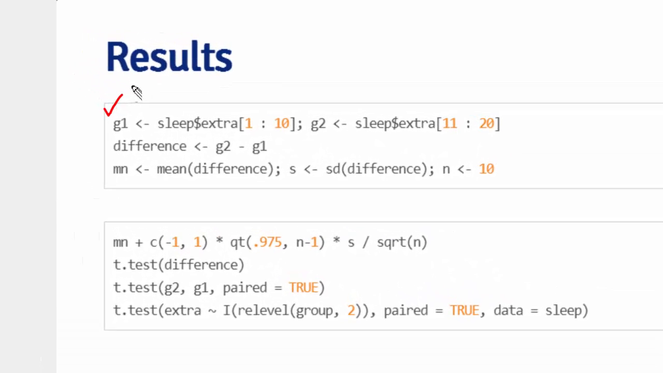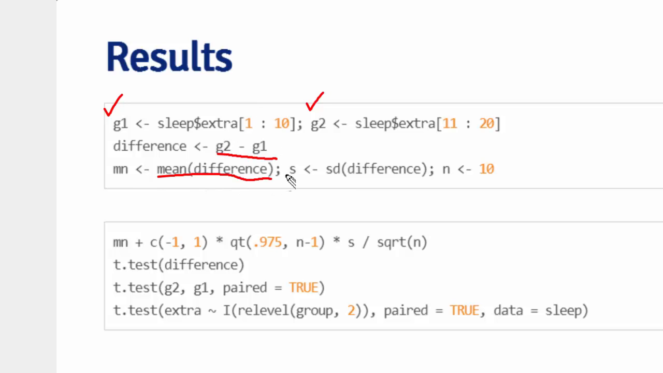Here I grab the first 10 measurements, which are subjects 1 through 10, and here I grab the latter 10 measurements, which is subjects 1 through 10 on the second medication. The difference then is group 2 minus group 1. Here, the vector-wise subtraction makes sense because I grabbed them in the specific order.